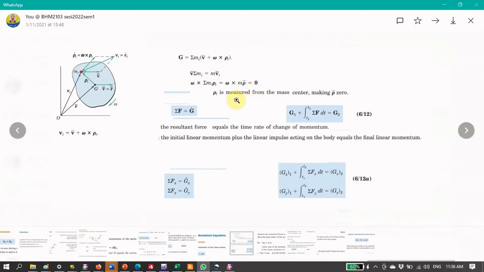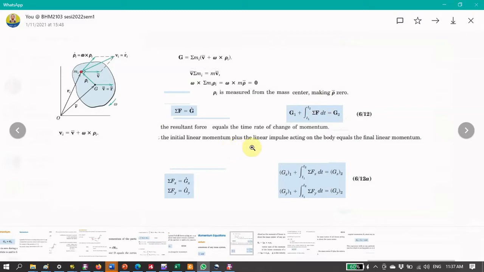So the summation of forces, which is given by the time rate of change of linear momentum, can be written for a period of time as in equation 6.12, right? So we have an initial linear momentum plus the total linear impulse equal to the final linear momentum of the rigid body.